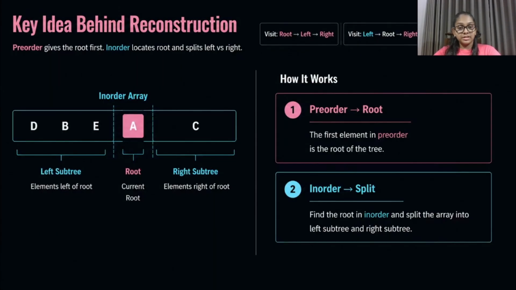Now, this is the main idea behind the entire reconstruction process. The preorder traversal helps us identify the root node immediately. Why? Because preorder always starts with the root. So whenever we check preorder, the very first element tells us the current root. Now, inorder helps us split the tree. For example, here the root is A, and then we find A inside the inorder traversal. Everything on the left side belongs to the left subtree, and everything on the right side belongs to the right subtree. So preorder tells us who the root is, while inorder tells us how the tree is divided. And combining those two ideas allows us to reconstruct the full tree.